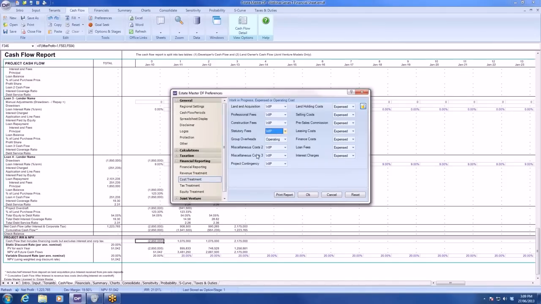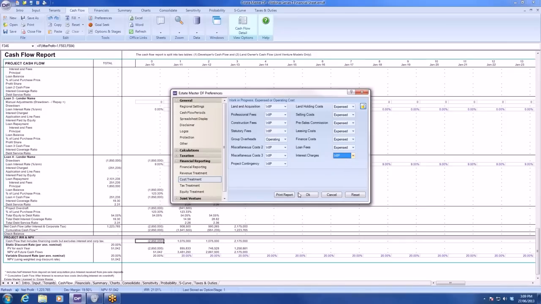We have some other provisions in here for miscellaneous costs. Land holding costs can be expensed, selling costs expensed, pre-sales commissions typically expensed, leasing costs, finance costs, and now interest costs can be expensed, or they can actually be rolled up into the work in progress. Generally, we would have the interest charges where you're doing a land subdivision and you intend to sell and not hold. You would hold them as work in progress.